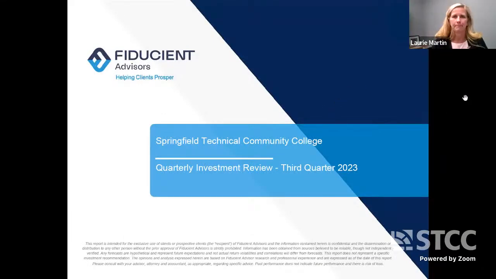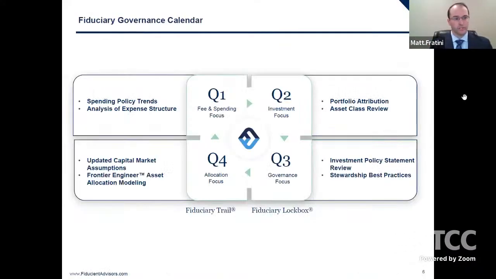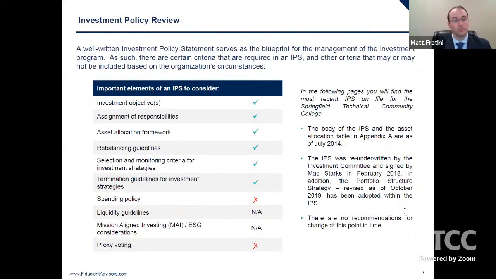Perfect. Yeah. So just as a reminder, each quarter we focus on a different area of plan governance. This quarter being the third quarter, lower right-hand side on page 6 is the actual governance focus quarter, where we'll be looking at the investment policy statement as well as stewardship best practices. So when we look at your investment policy statement, you'll see on the left-hand side of the page a lot of green check marks. That is what we like to see.